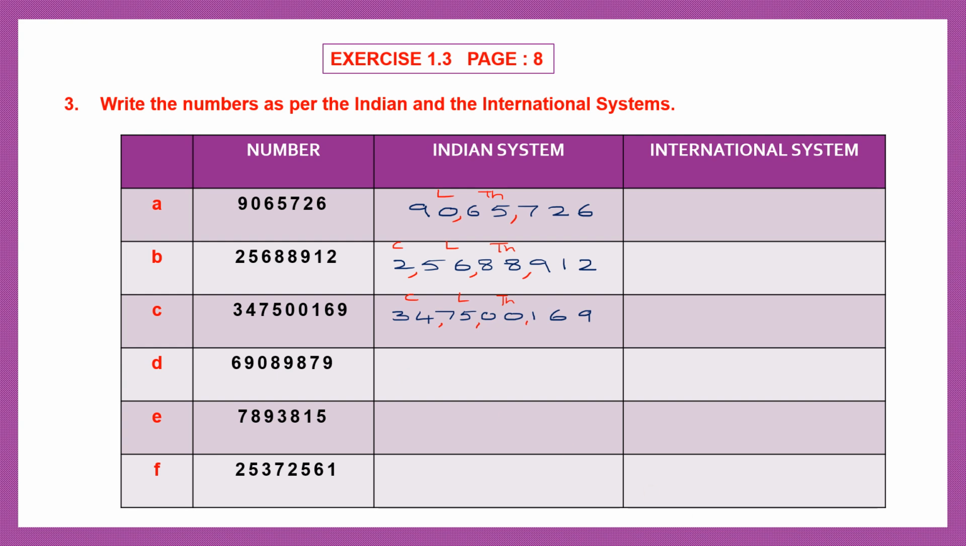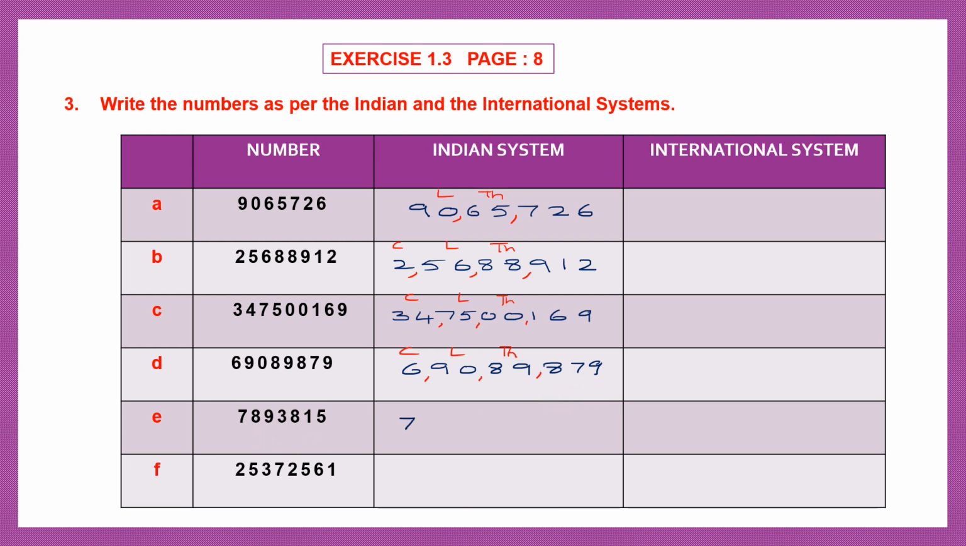Let's go on to the fourth one. So that is 690898979. Again 1 2 3 and then we place our comma here. So after that, after every 2 digits, 1 2 comma 1 2 comma. So this is 6 crore 90,89,879.